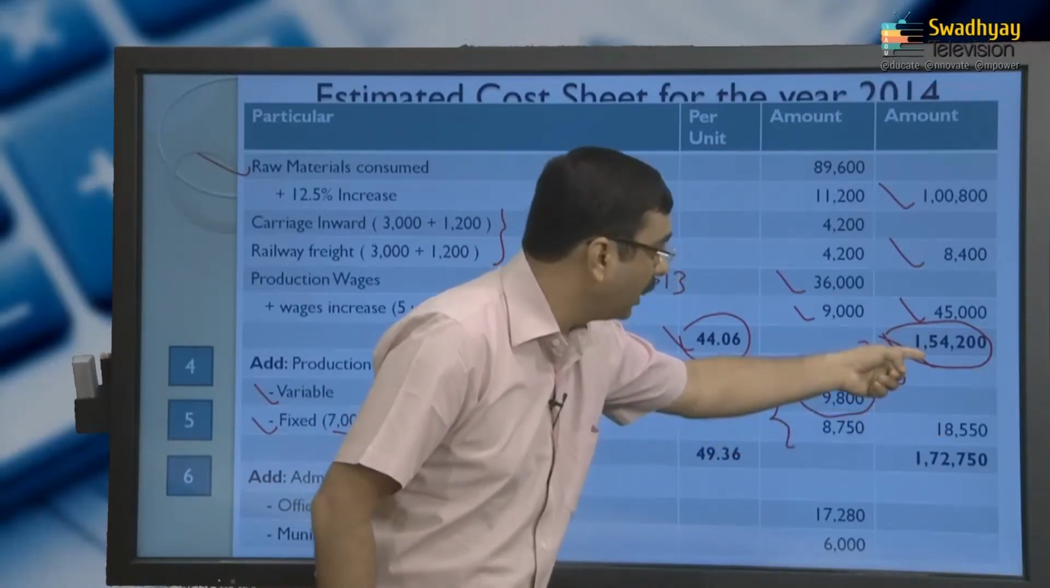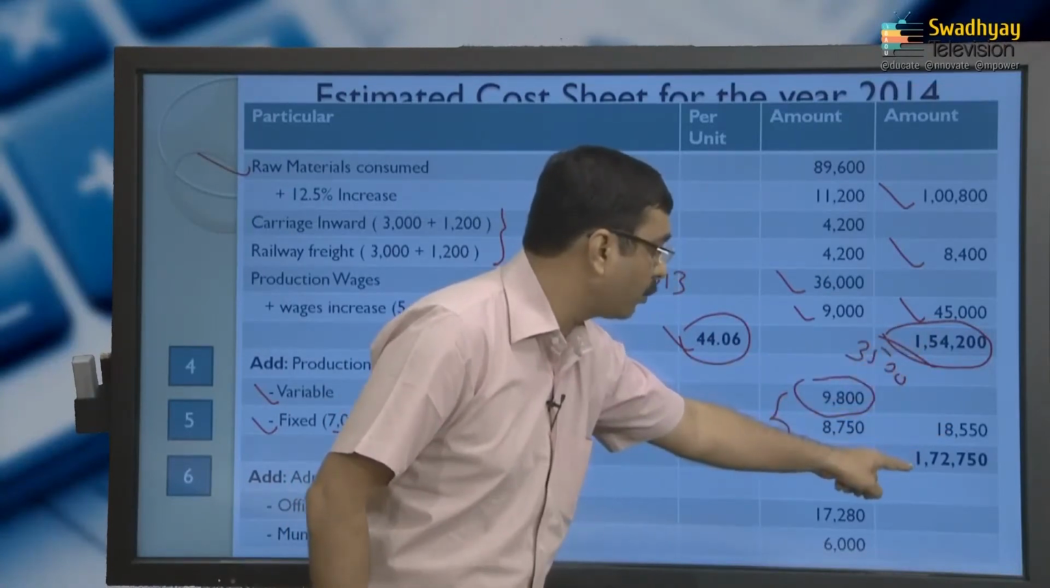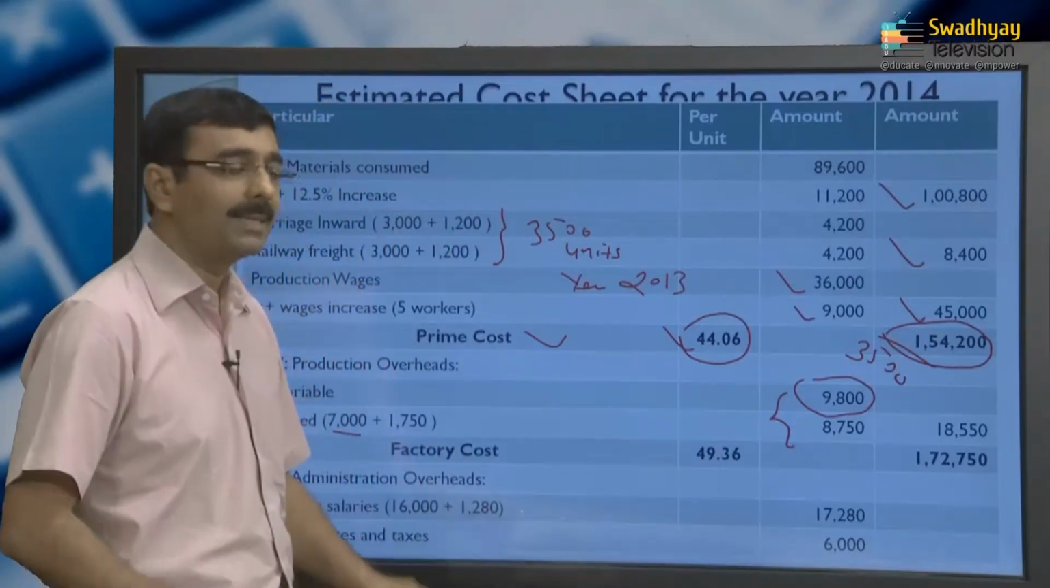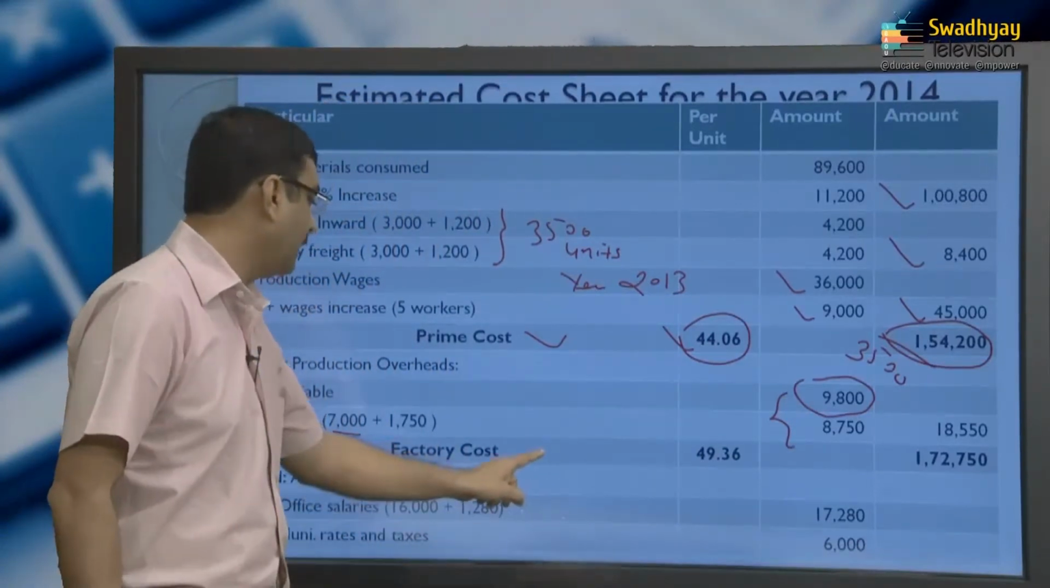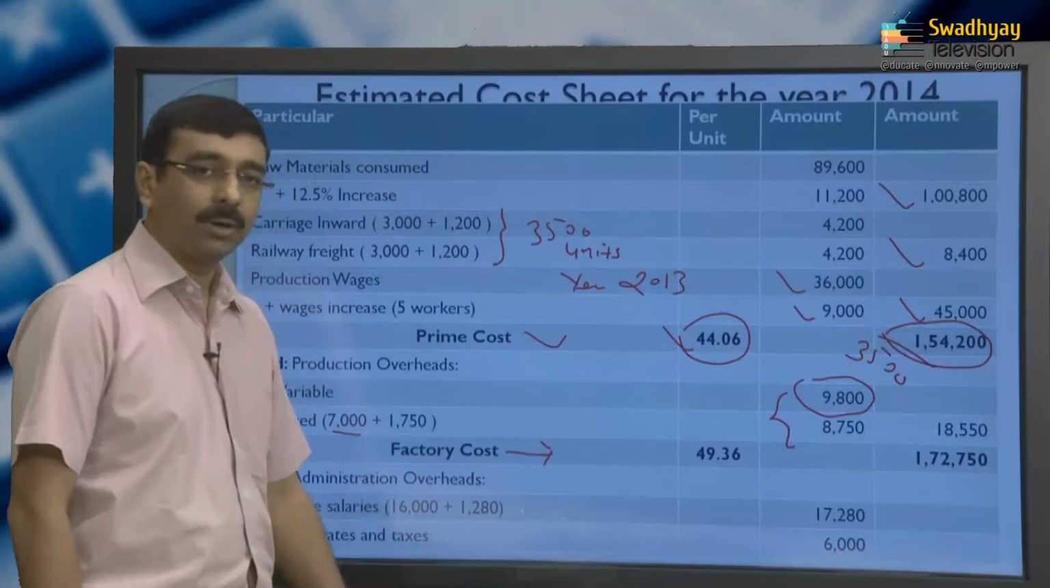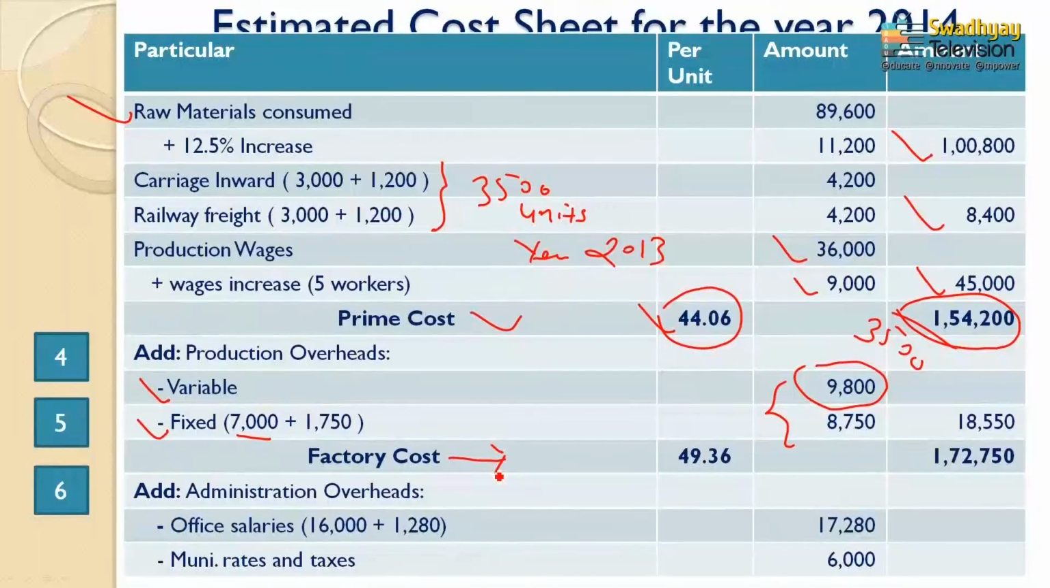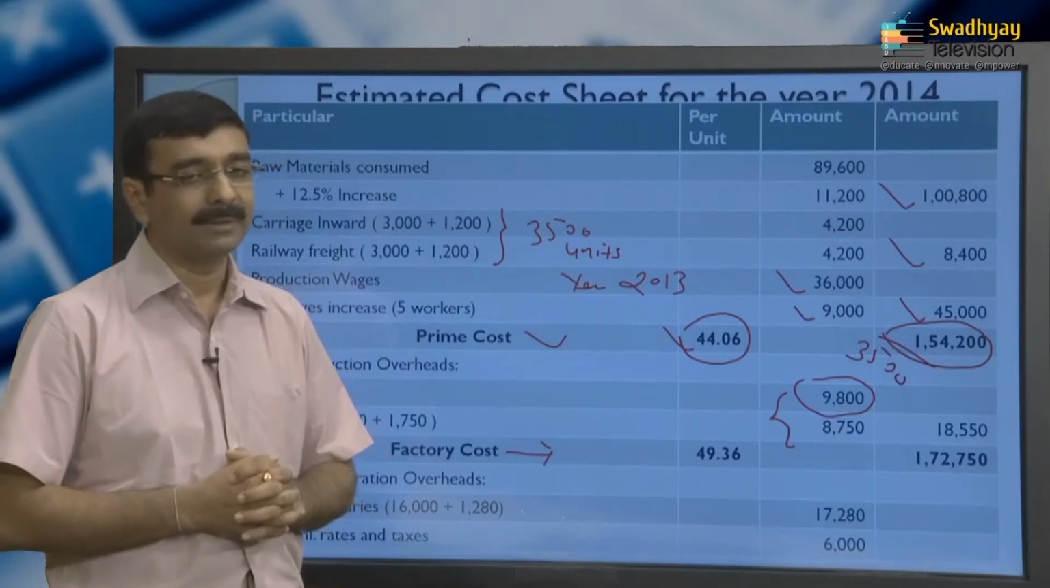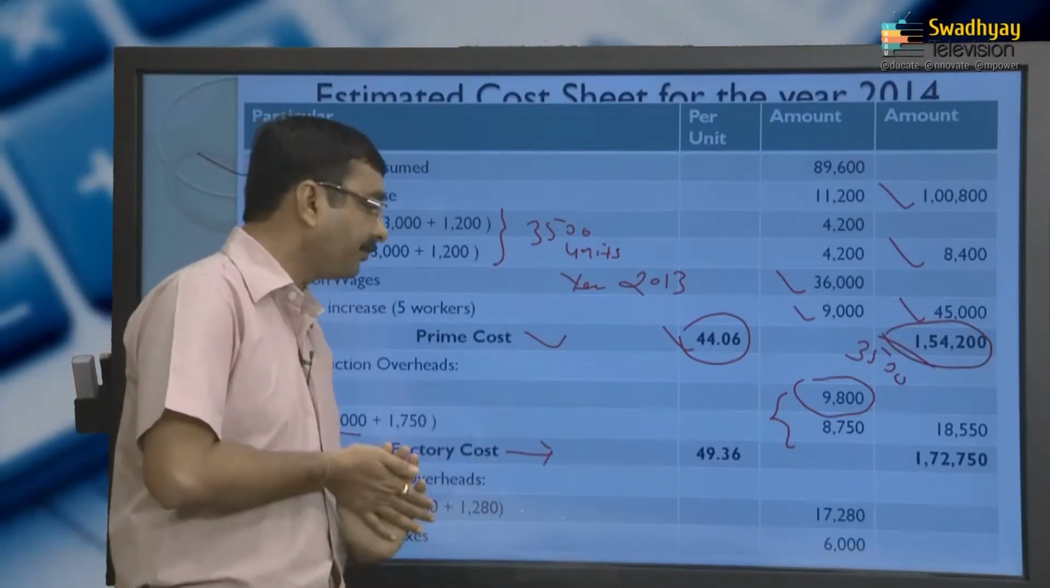Added into the above prime cost, the total cost would be 1,72,750 rupees and that is your second answer, factory cost. This is your factory cost. Again it is divided by 3,500 units to identify what would be the cost per unit and that is 49.36. So this is your second answer.